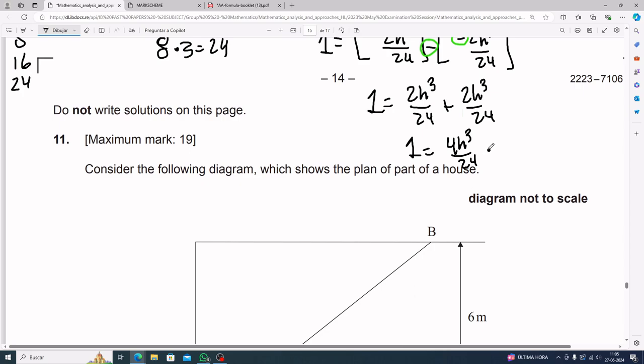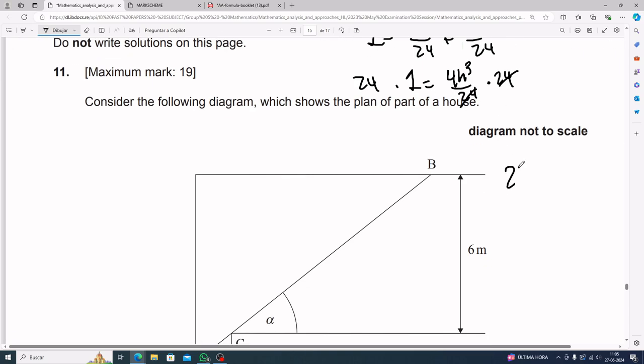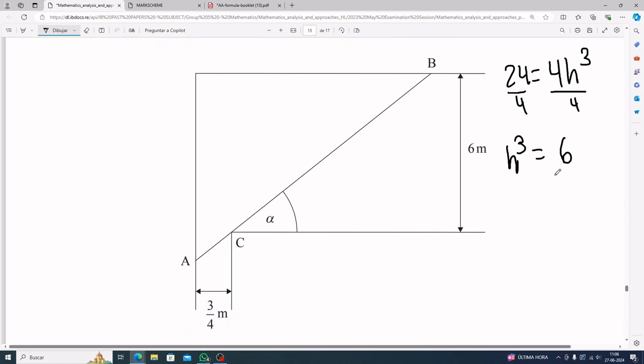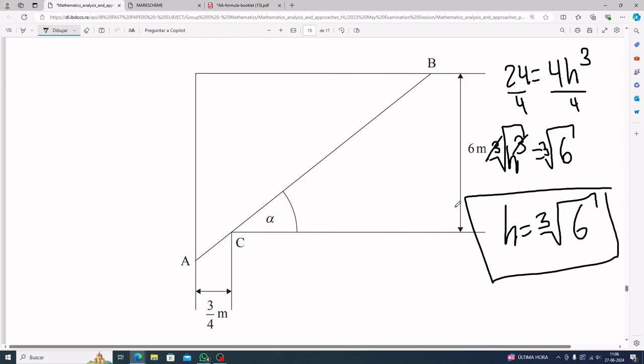So that means you can do times 24 to both sides in order to get h alone. This goes away with this. 24 equals 4h cubed. You want to get h alone, so divide by 4, divide by 4. H cubed has to equal 6. And how do you solve h cubed equals 6? Well, you have to do the cube root, with a small little 3 here. This goes away with this. H equals that. Ladies and gentlemen, this is a very hard problem.